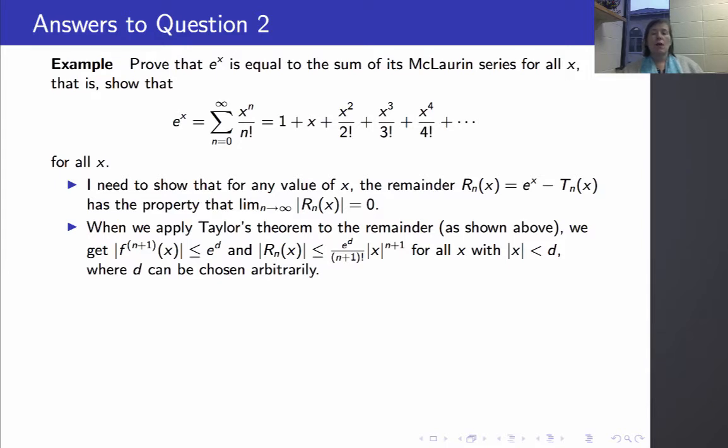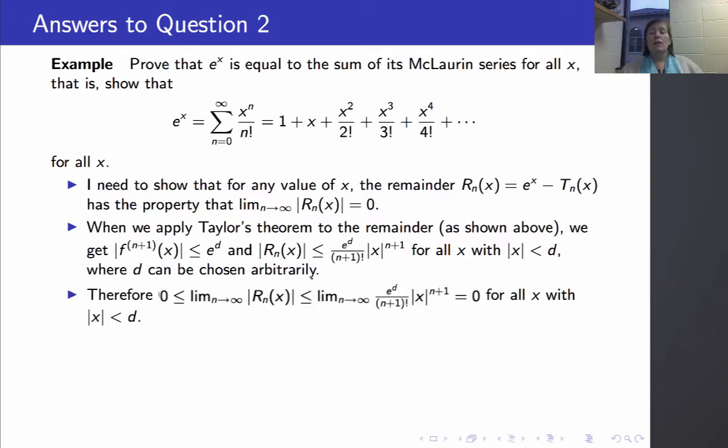And remember, we saw that in this interval, the absolute value of all the derivatives of f of x, for any value of x in this interval, are less than or equal to e to the d. So no matter what n is, the absolute value of this remainder is less than or equal to e to the d times the absolute value of x to the n plus 1 over n plus 1 factorial. And remember, we're free to choose any d we like here.